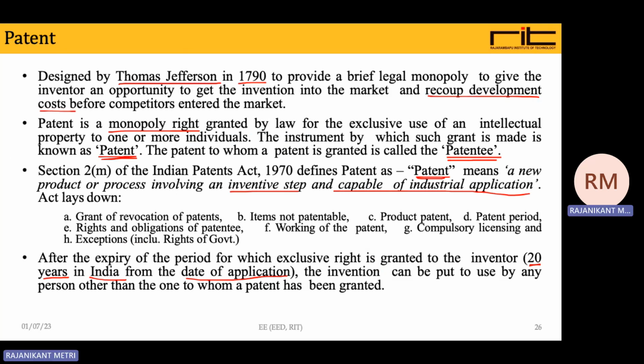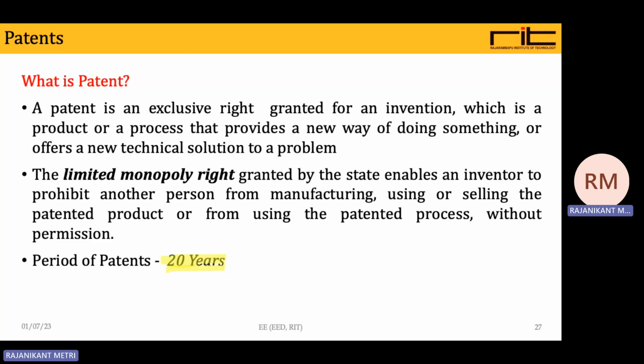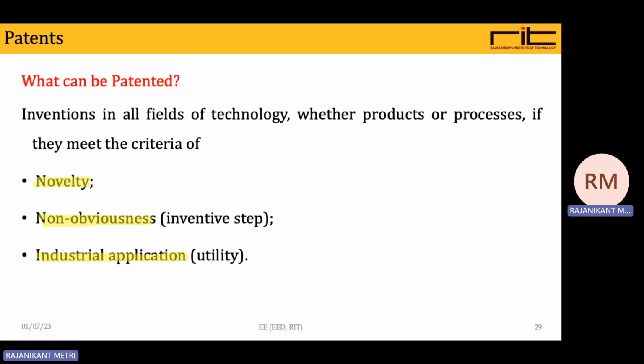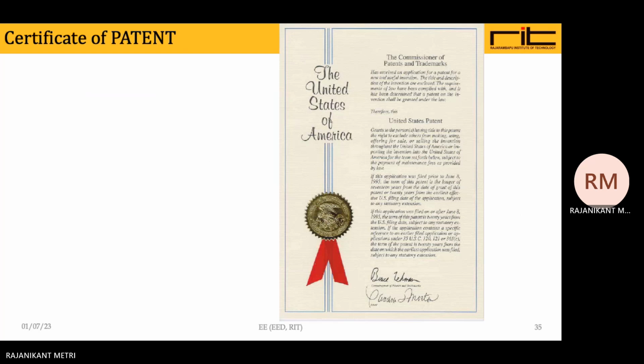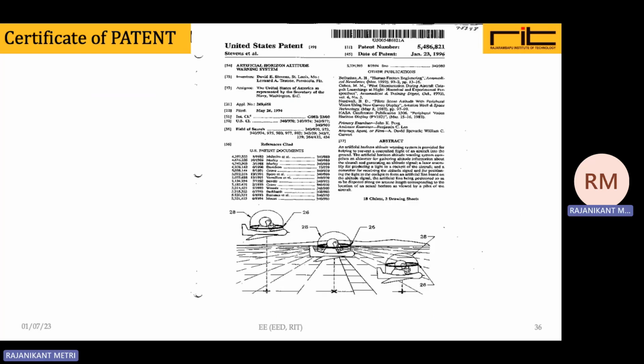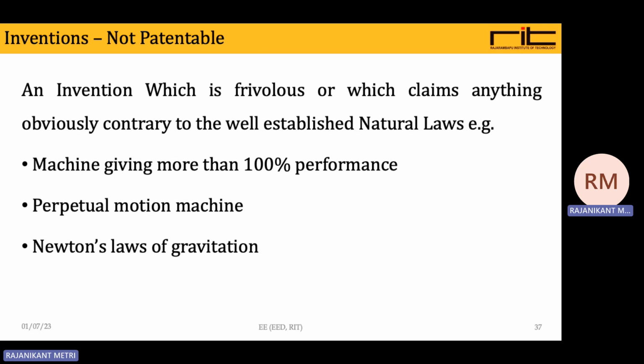Then we started with patent. So what is a patent? The period of a patent is 20 years. And what can be patented, we have seen till now. In the next lecture we will start with inventions that cannot be patentable, or which cannot get the patent.